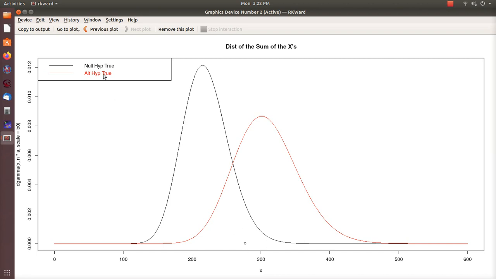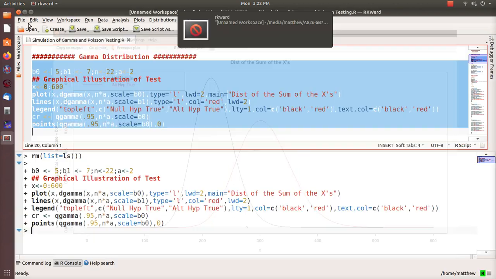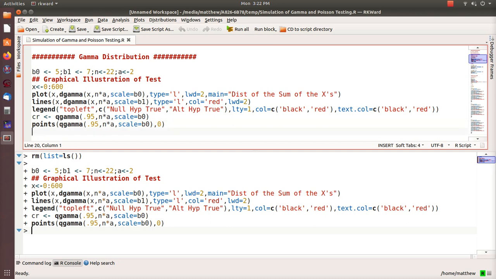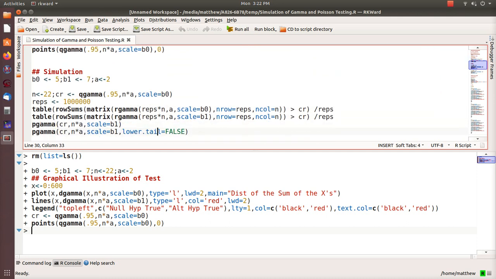Now, if the alternative is true, then this red curve indicates the distribution under the alternative. The power would be the probability of rejecting when the alternative is true, so it would be the area under that curve. Graphically, that's what we're going to be simulating here. Now let's look at our simulation.